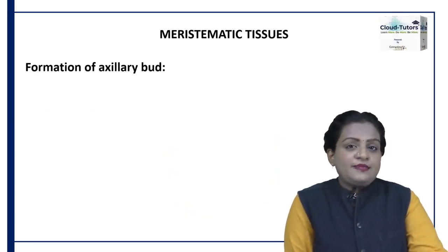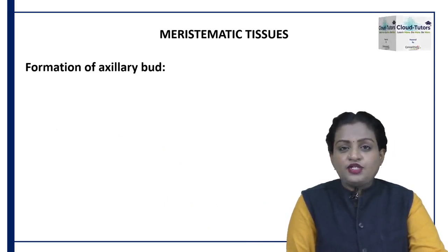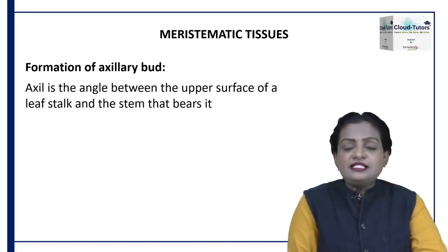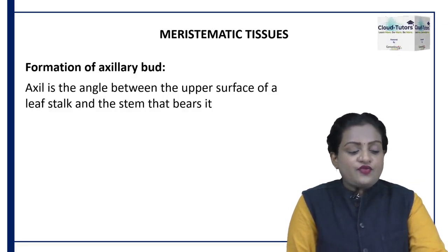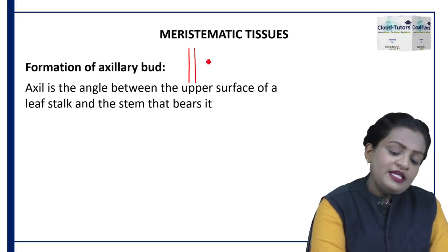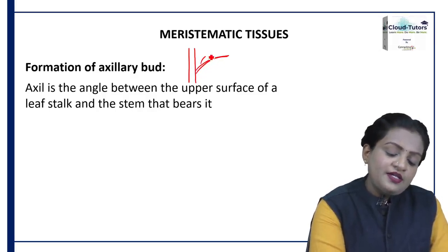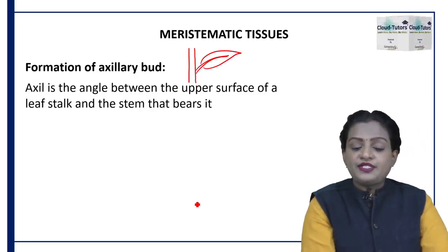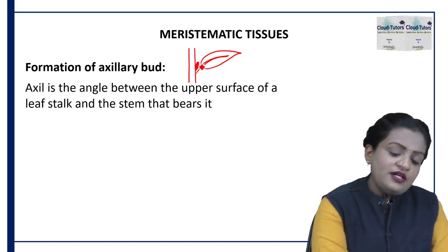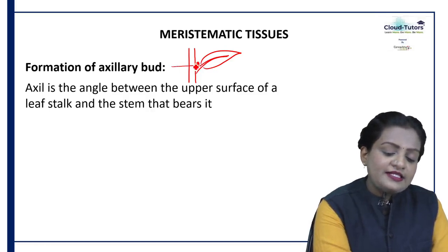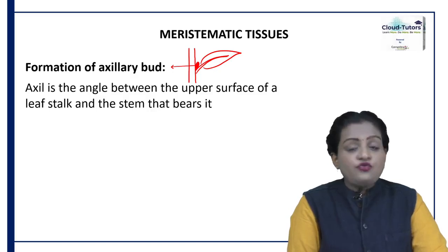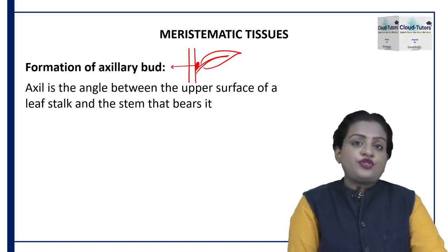Now this primary meristem, or the primary growth forming tissue, also forms the axillary bud. What does axillary bud mean? Axil is the angle between the upper surface of a leaf stalk and the stem that bears it. So if I take a stem like this and I have a leaf which is something like this, the upper surface of the leaf stalk and the stem, that is this angle, this particular region, this is where you will find the axillary bud, and this gives rise to the future branch. So who is responsible for it is again our shoot apical meristem.